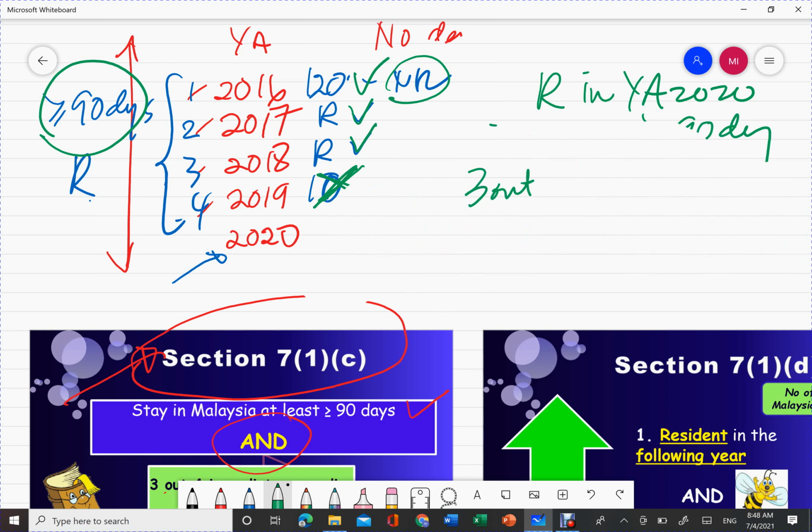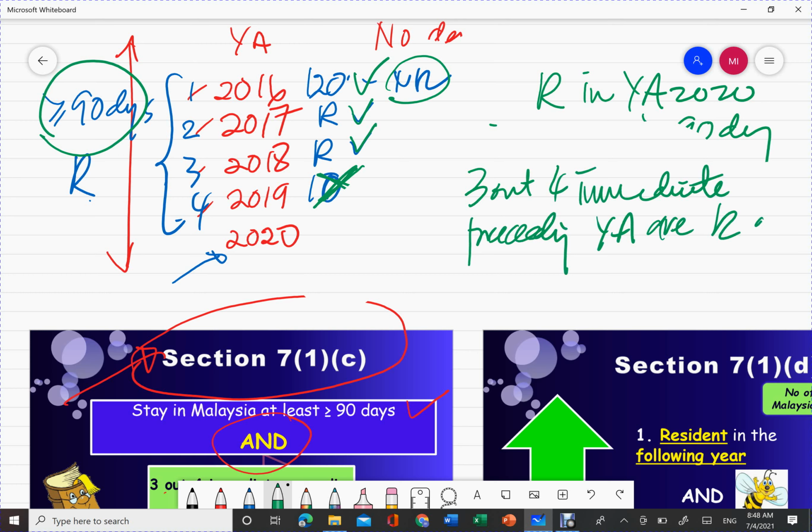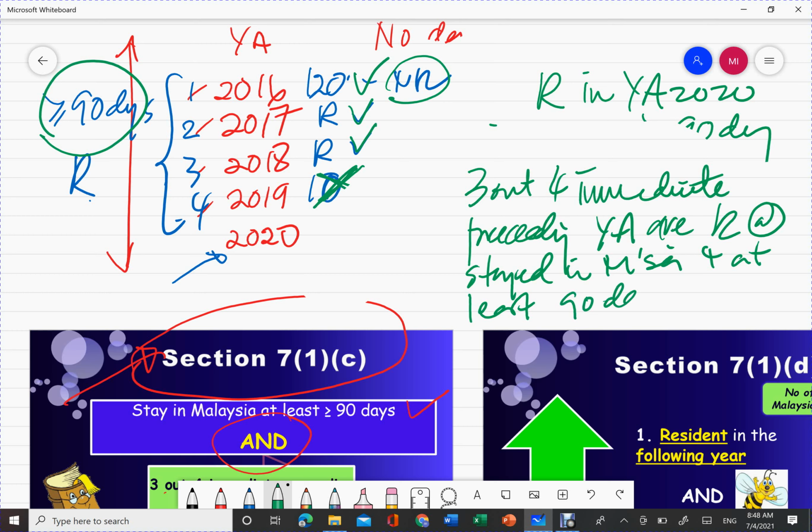3 out of 4 immediate preceding YA, resident or stay in Malaysia for at least 90 days. So you have to state lah.